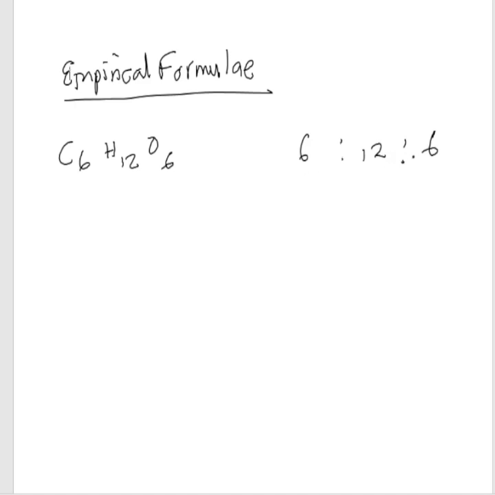You're going to divide by the smallest one. The smallest one you can see here is actually 6. So we're going to divide by 6, by 6, and by 6. So it's going to become what? 6 divided by 6 is 1, against 2, against 1. So the empirical formula will be CH2O, just like this. Now we have represented it in simple ratios.